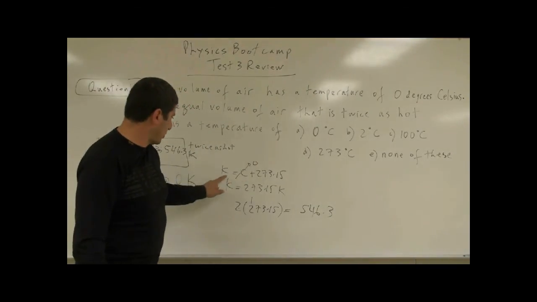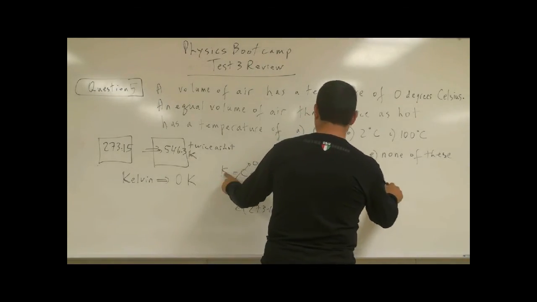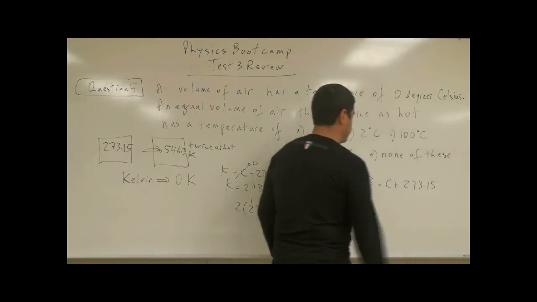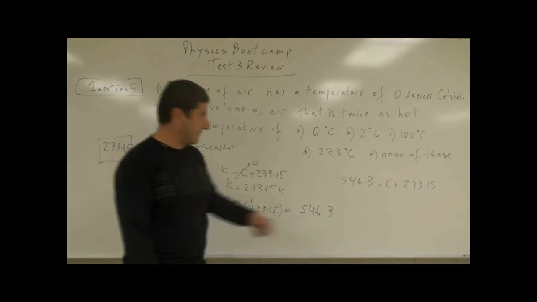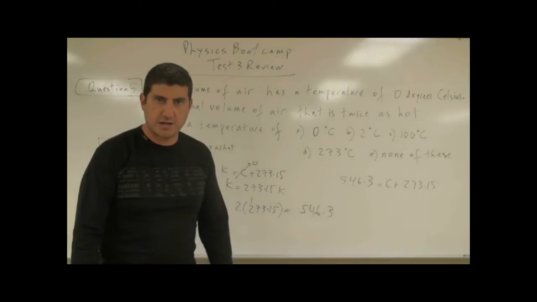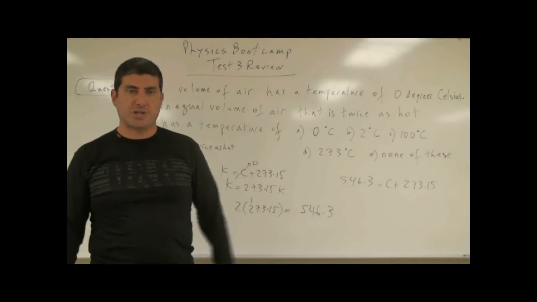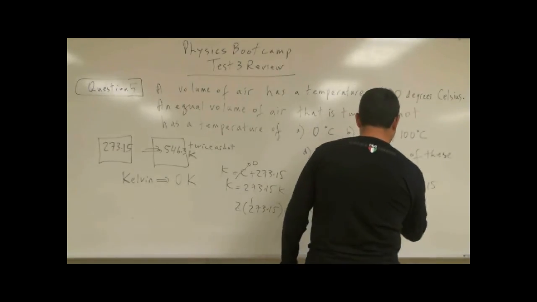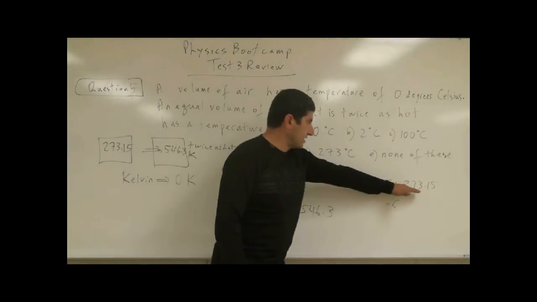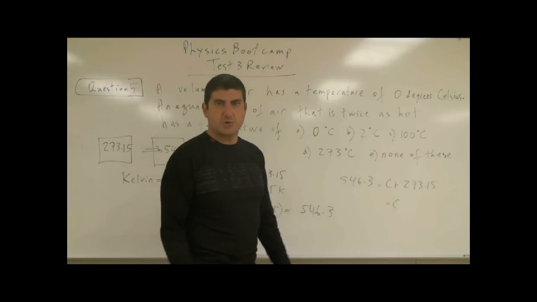Now, if I want to know what that corresponds to in the Celsius scale, then I subtract 273 again. So I say 546.3 is equal to Celsius plus 273.15. Then I subtract 273 from there, and then I can convert back to Celsius, right? So you've got to convert to Kelvin, double it, and then convert back to Celsius. So if you subtract, what are you going to get? Well, since this was basically double that, when I subtract them, I'm basically going to end up with 273 again.